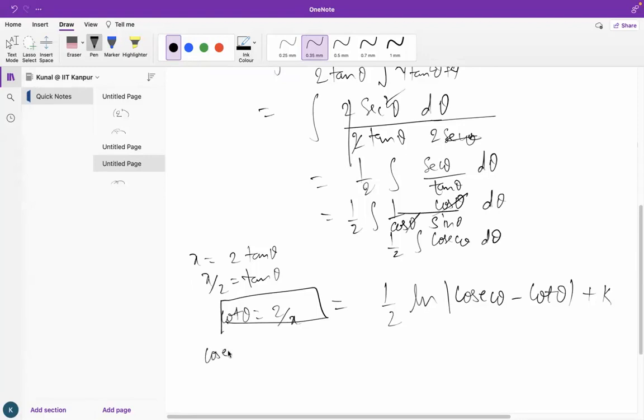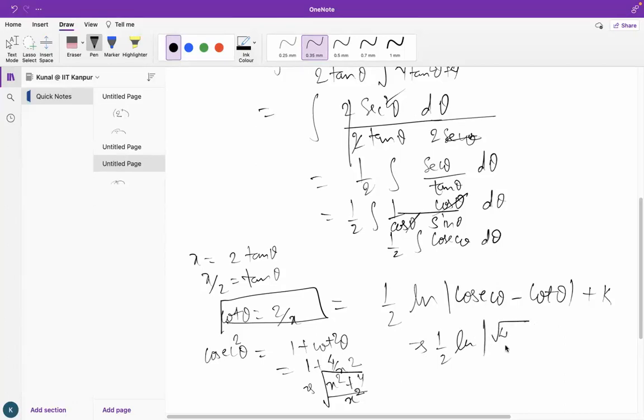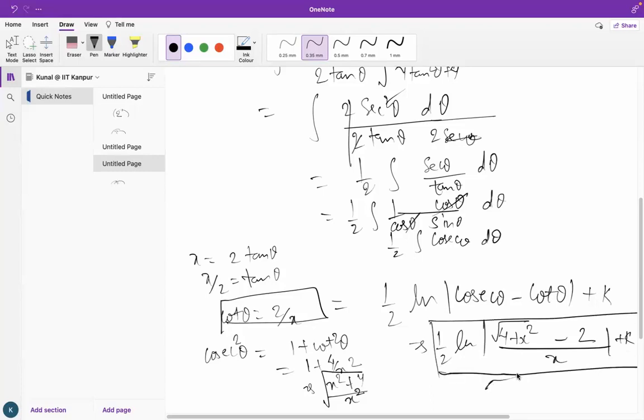So our cot theta will be 2 by x, and now I have to convert it into cosec theta. Cosec square theta is equal to 1 plus cot square theta. It's the basic formula, I hope you all know this. So when we substitute here, it will be 1 plus 4 by x square, so root over x square plus 4, by x. When we solve, we get ln of root under 4 plus x square minus 2 by x, plus some constant k. So this is our integration of this complex function. I hope you all understand this problem.